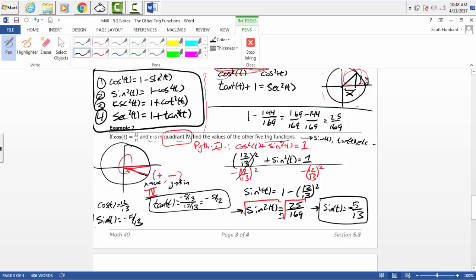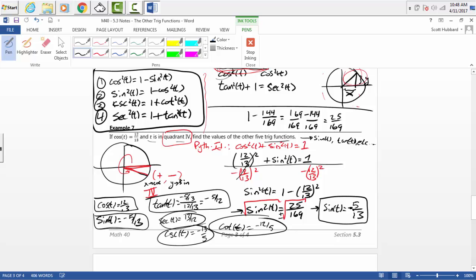And I can find the others as well. I can find secant and cosecant, because secant is just going to be the flip of cosine. So secant of t will just be 13 over 12. Cosecant will be the flip of sine, which will be negative 13 over 5. And cotangent, sorry I ran out of room, will be the flip of tangent, so it will be negative 12 over 5. So pretty rad. I didn't even know what the angle was. I didn't need to know the angle.